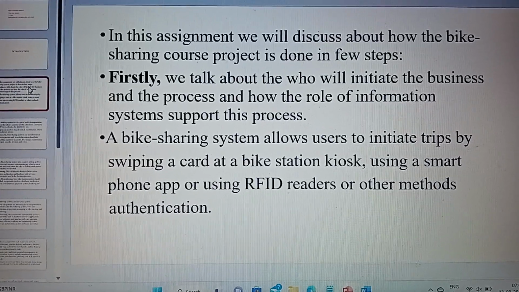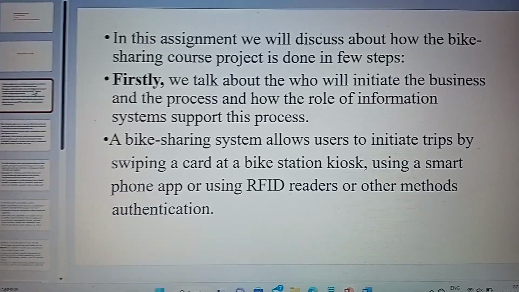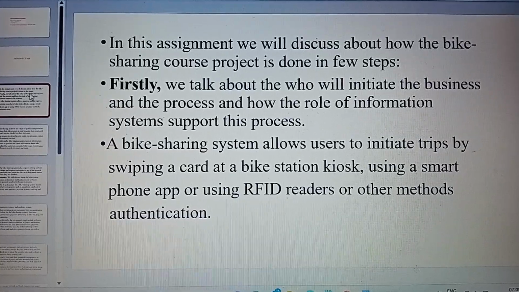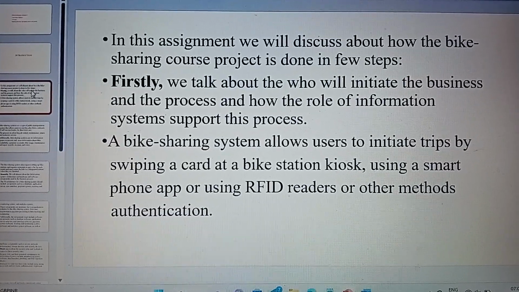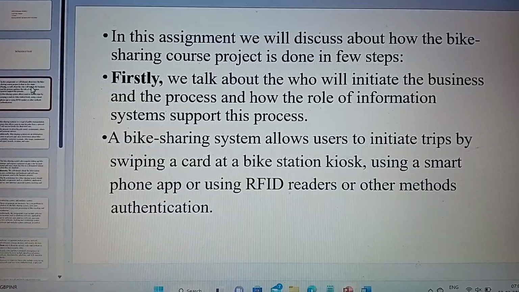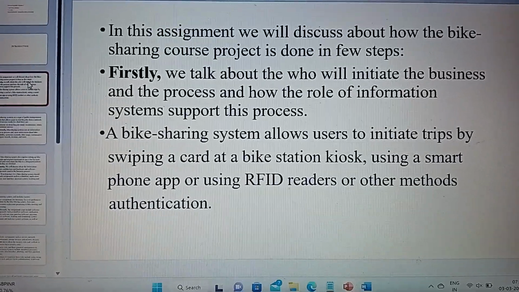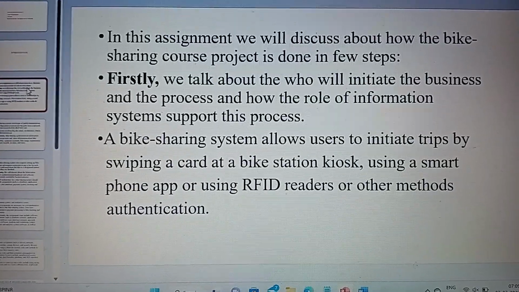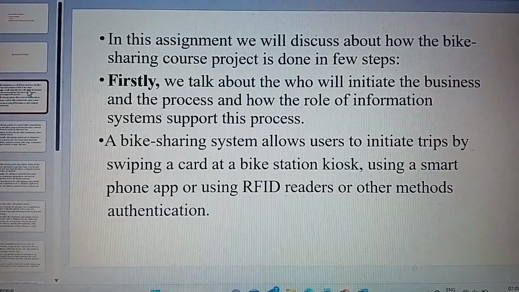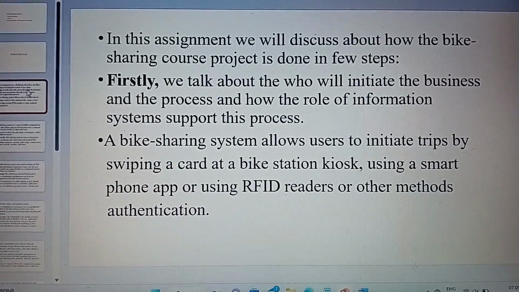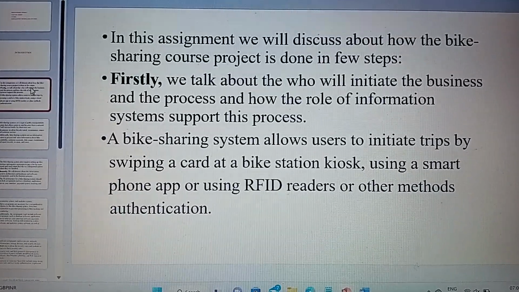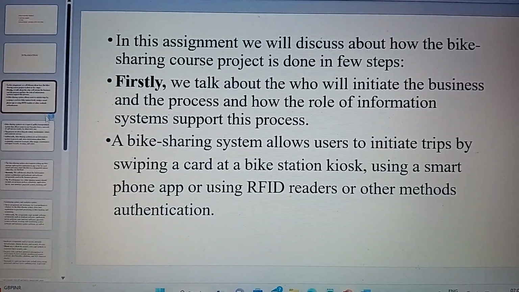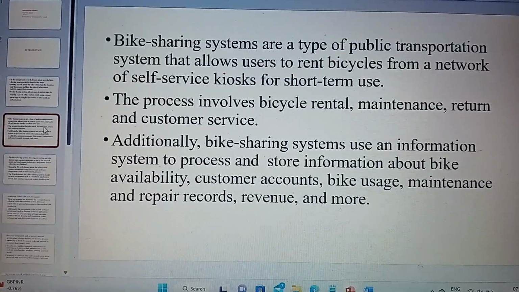Firstly, a bike sharing system allows users to initiate trips by swiping a card at a bike station kiosk, using a phone app or using RFID readers, or both, as authentication methods. The system allows the user to confirm the pickup ride or end ride or start ride, so after making the payment by using different types of methods, we authenticate the ride or start a ride.